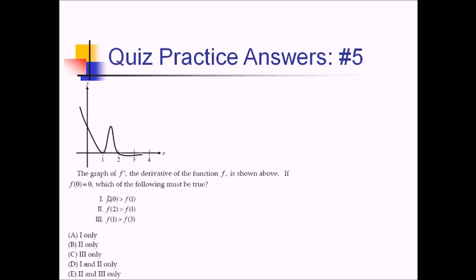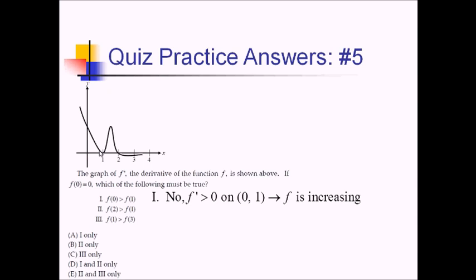For that reason, f of 0 definitely can't be bigger than f of 1, because by the time you go from 0 to 1, you've already gained all this positive area. So if anything, f of 0 should be less than f of 1. So we can eliminate choice 1. F prime is positive from 0 to 1. Therefore, f is increasing. So there's no way that f of 0 is greater than f of 1. All right, next statement, f of 2 greater than f of 1.